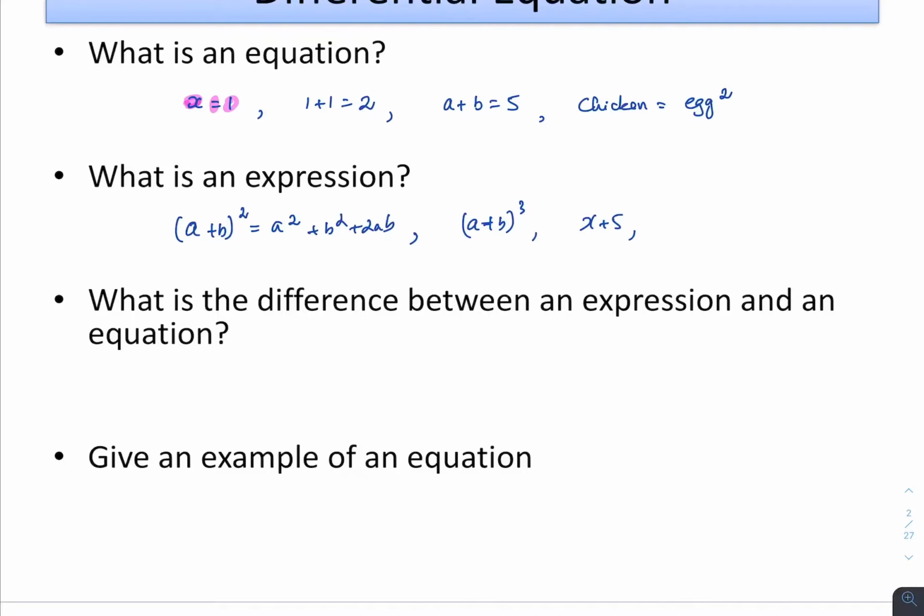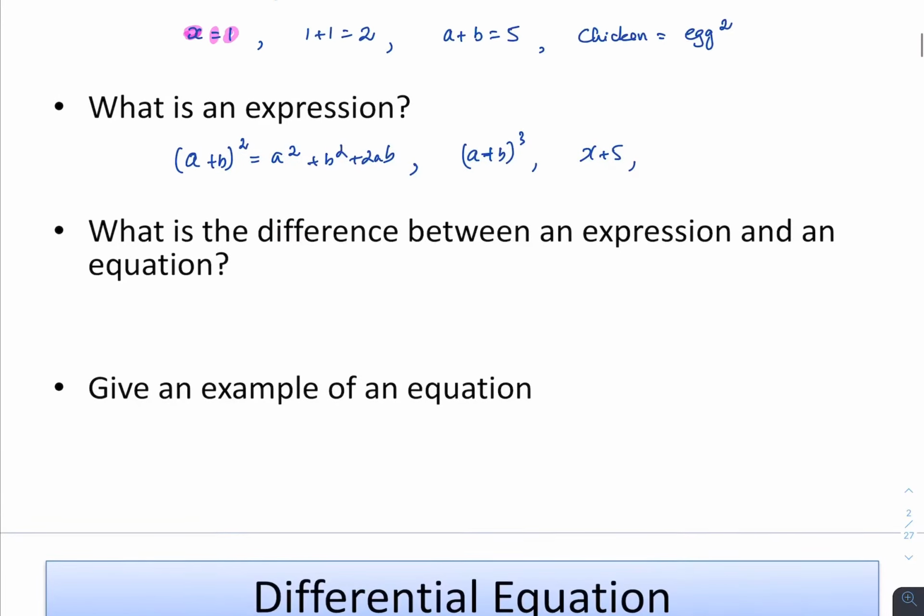So what is the difference between an expression and an equation? The difference is that the equation has an equal symbol. An expression does not have to have an equal symbol. An equation is also an expression, by the way, but not all expressions are equations. Let's take a look at some examples of an equation.